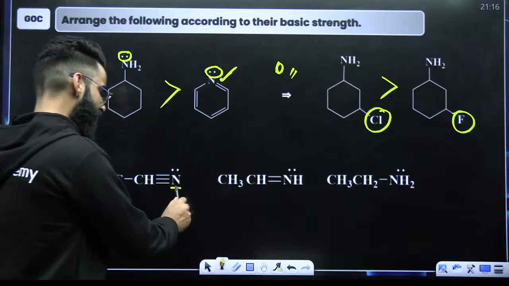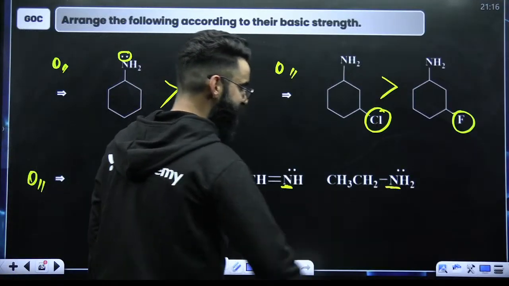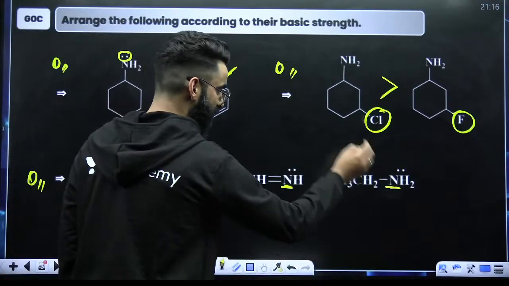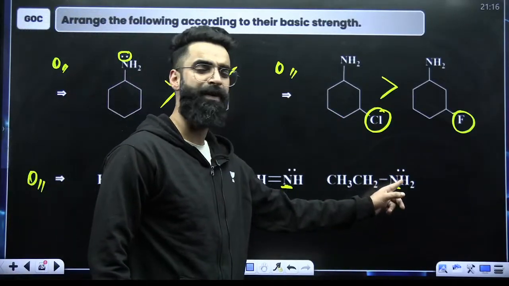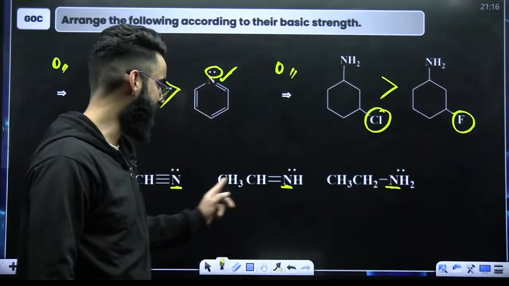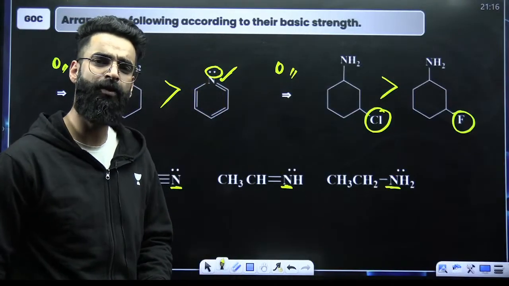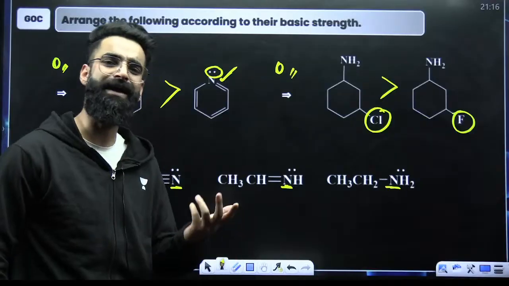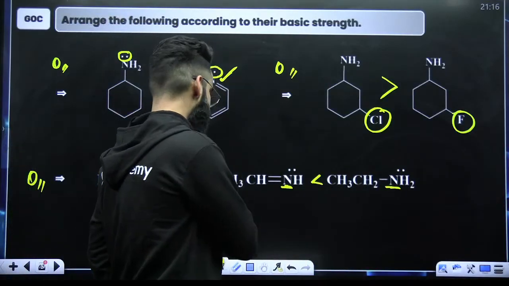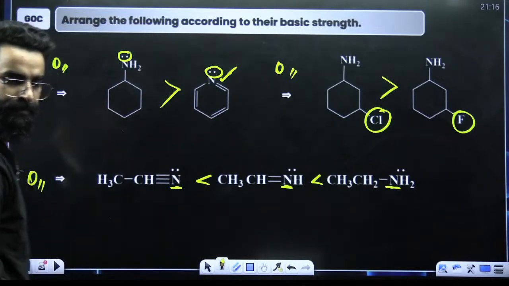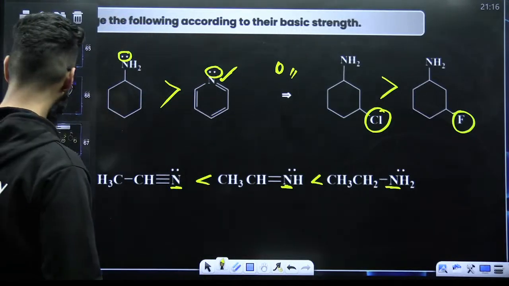Now here also, which nitrogen has got lesser S character? This particular nitrogen has got lesser S character. Lesser S character means lesser electronegativity. So that means this lone pair is comparatively more available than the other lone pairs. The more the availability of the lone pair, the more easily H positive can attack. So where can H positive attack easily? Here, right? So third is going to be maximum basic. Perfect. I hope this is super clear to everyone.